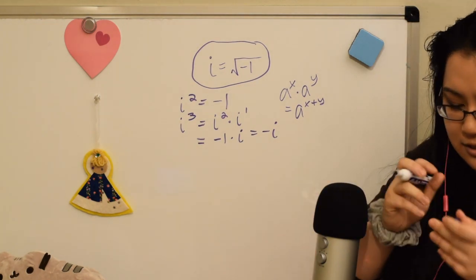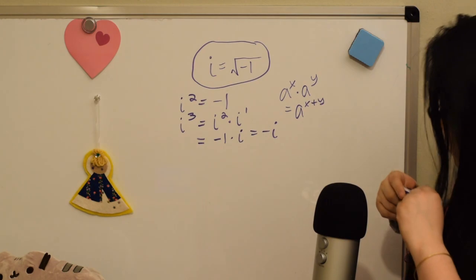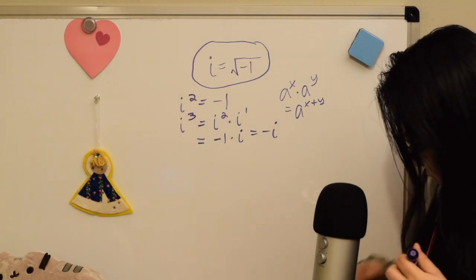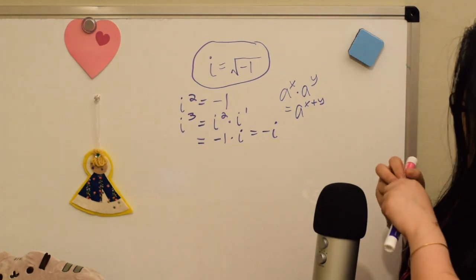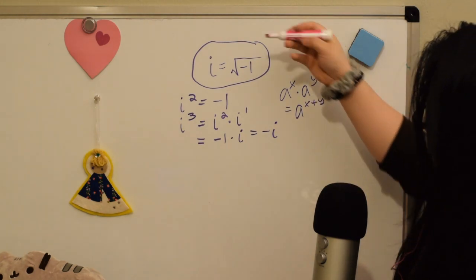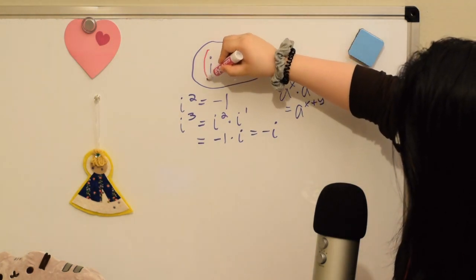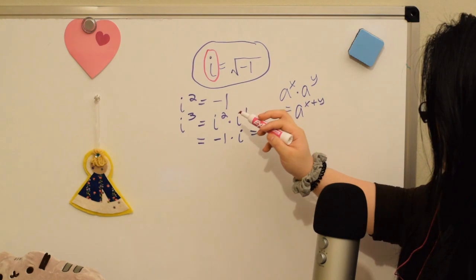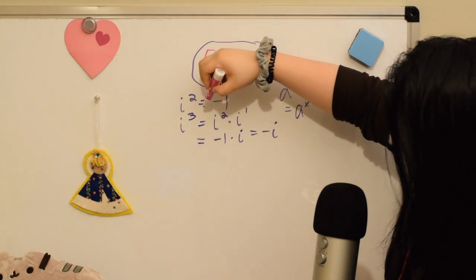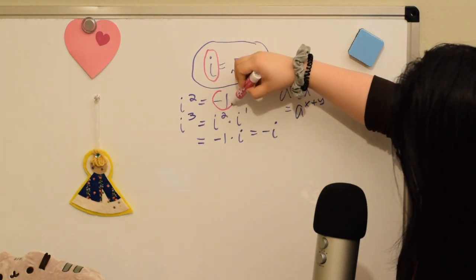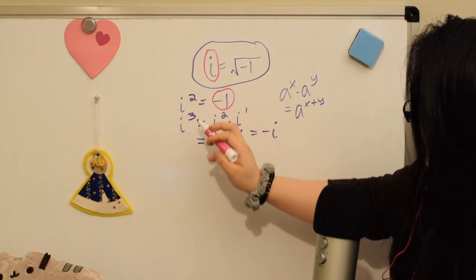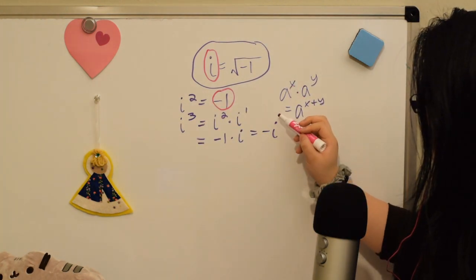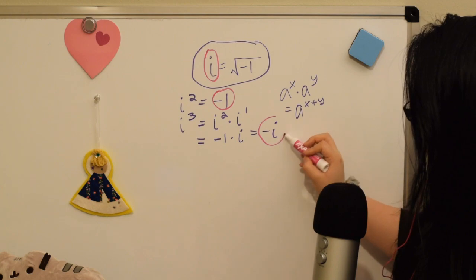And I promise that there's a point to this. For now, I'm just going to keep track of what we're doing. So we have i, which I'm just going to circle. I'll tell you why in a second. We have i squared is negative 1. And then we have i cubed is negative i.